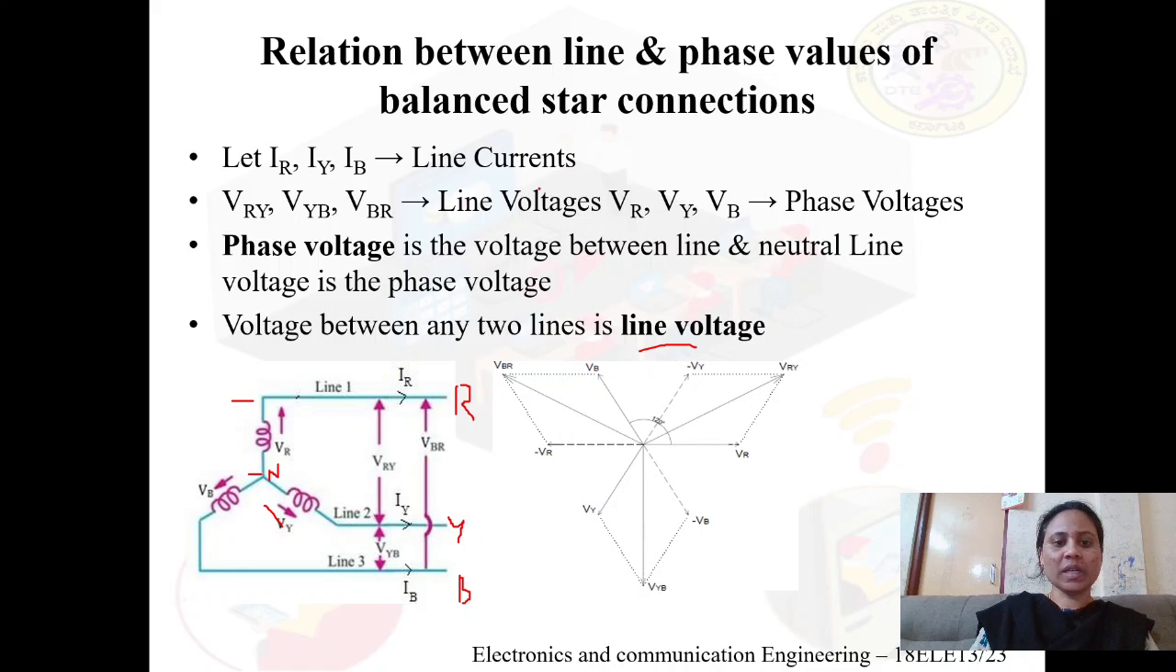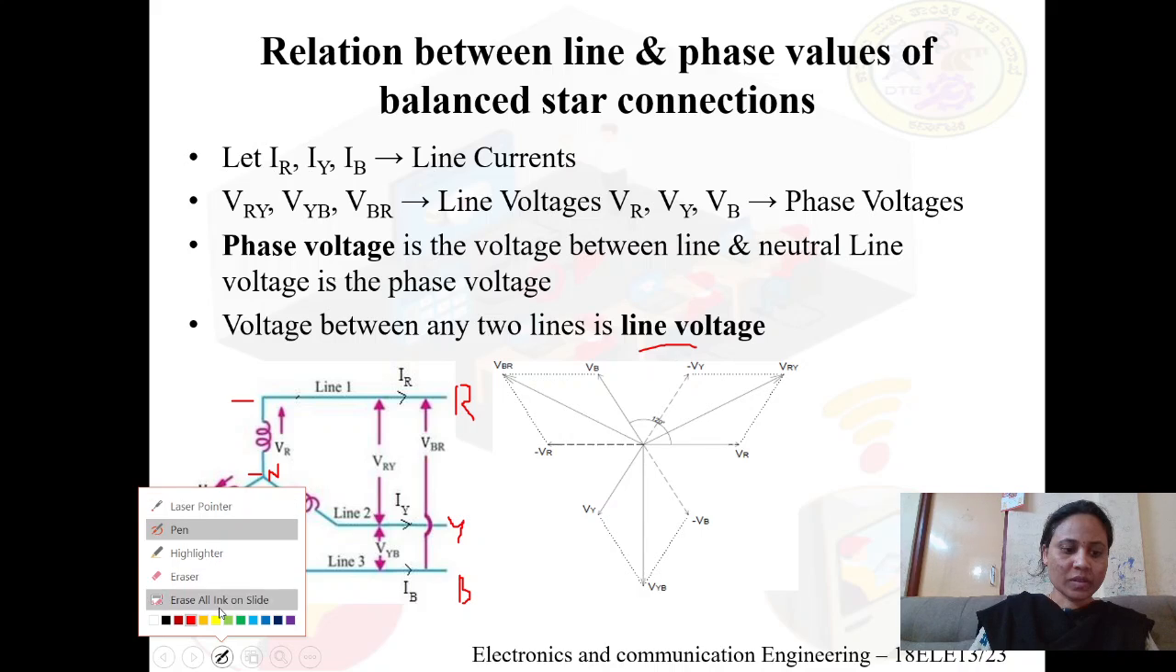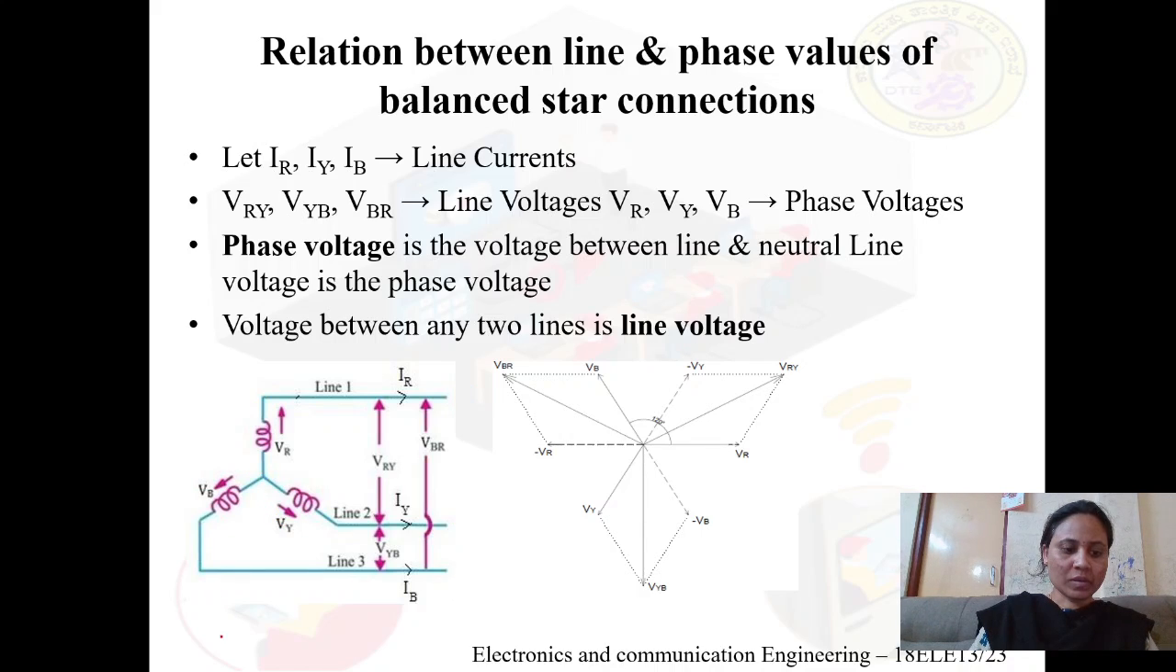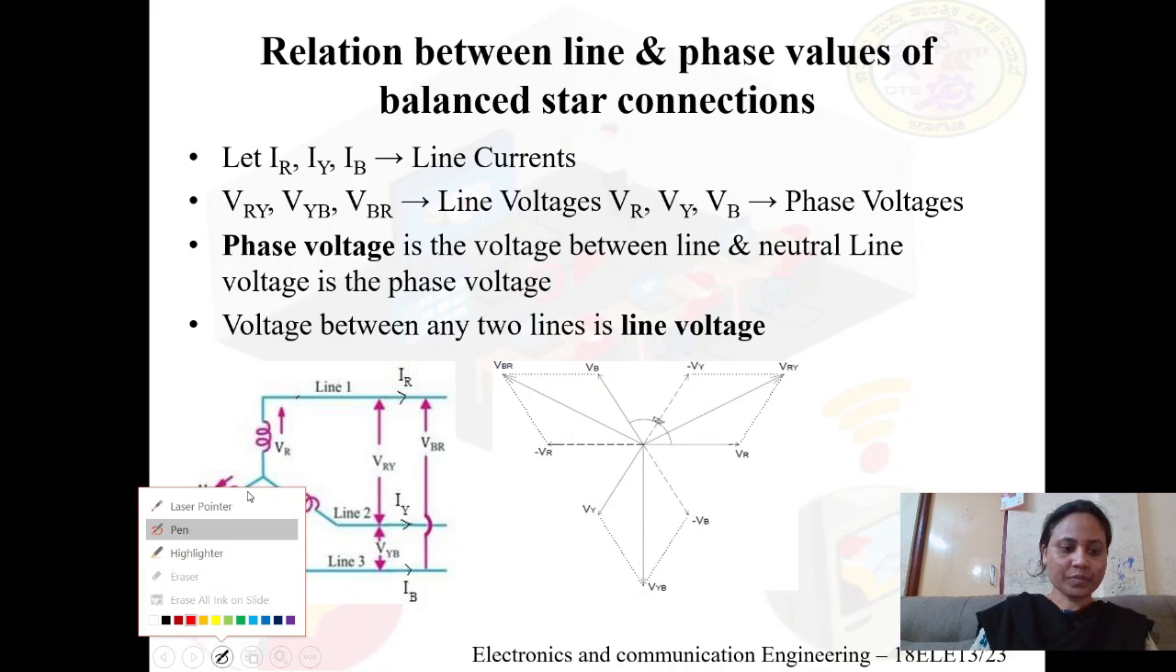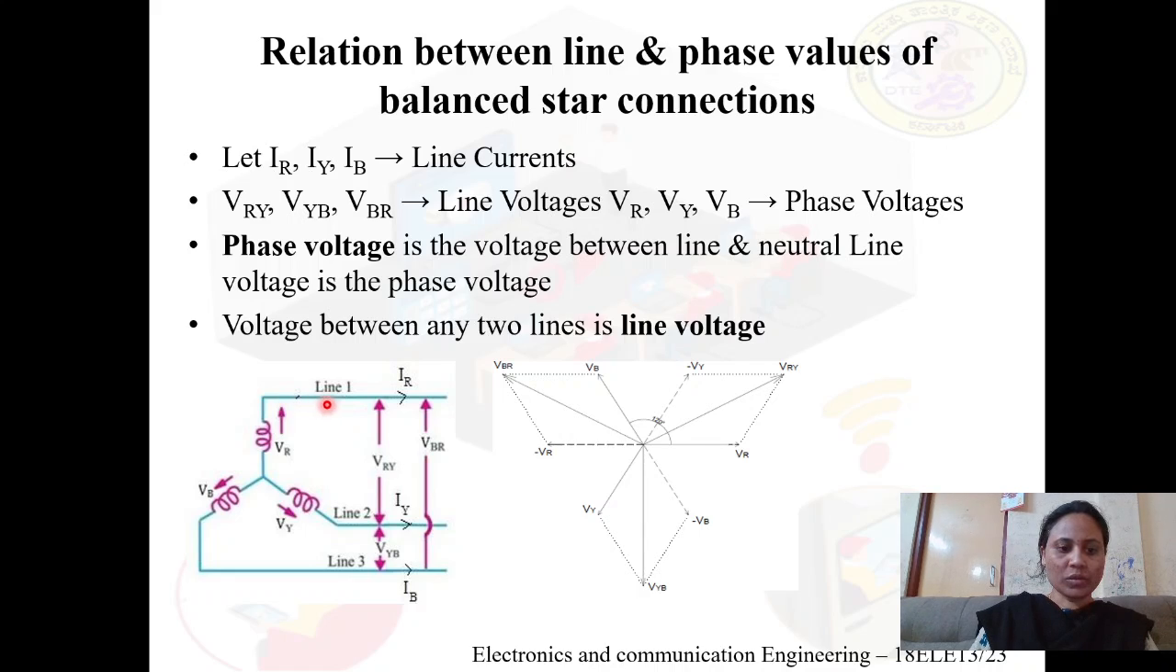Now, what is meant by line current? Current flowing through any one line, we call it line current. So here the current flowing through the line R, that is, through this line R the current IR flows, which is called the line current, and the current flowing through the line Y, IY, is called a line current.